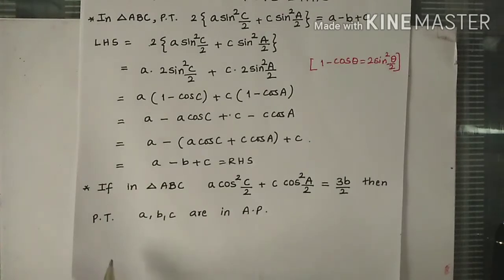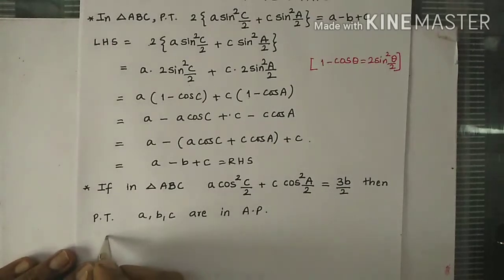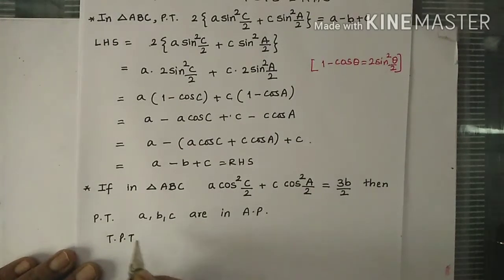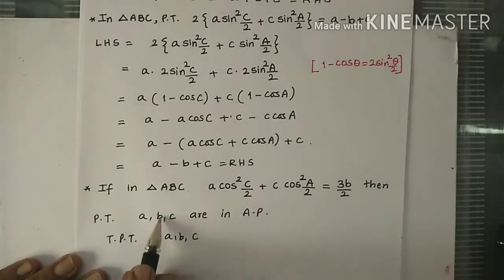Now in this question we have a cos square C by 2 plus c cos square A by 2 equal to 3b by 2, and we have to prove that the terms a, b, c are in AP. Now to prove that 3 terms are in AP, what is to be proved is twice of the middle term is the sum of first and third term.